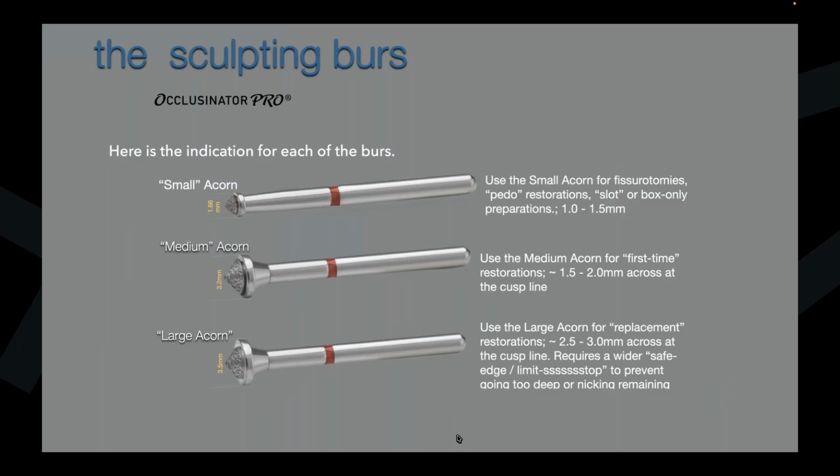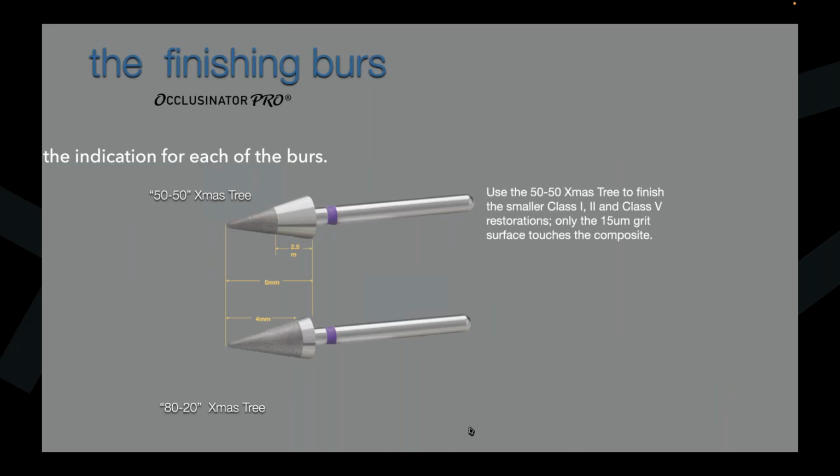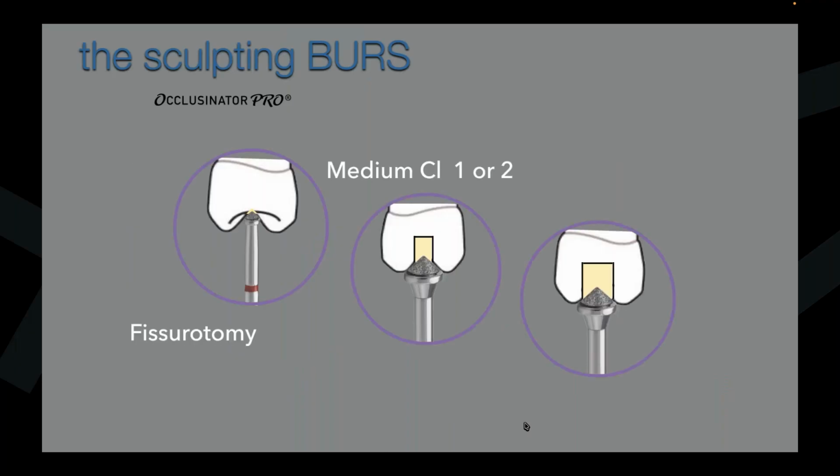You don't want to cut too deep. You've got that nice limit stop there, large. It's well suited for BioClear restorations. And then look at the 50-50 Christmas tree and the 80-20 Christmas tree. So again, for larger, smaller restorations. Class 5s, class 1s and 2s. So these are sculpting burrs. I'm going to go quick through this because we got to get to the hands-on.